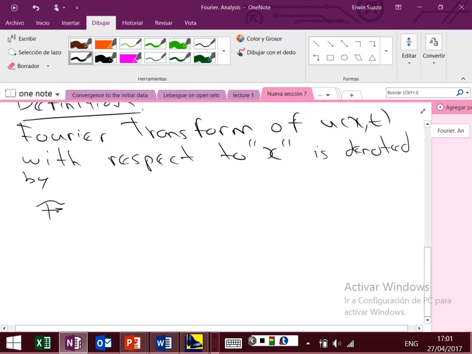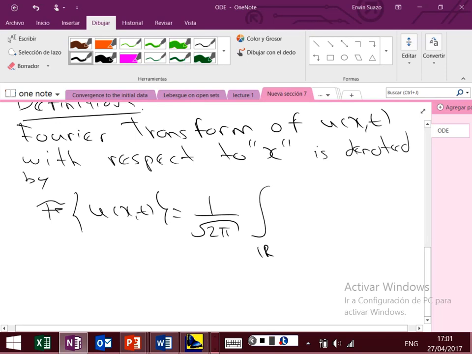the Fourier transform of u(x,t) equals 1 over square root of 2 pi, times the integral over R of e to the minus i xi x, u(x,t) dx. So all that you are doing is you multiply by 1 over square root of 2 pi, so things get normalized and you just get nice expressions. Okay, and then you take the integral and you multiply by e to the minus i xi x.